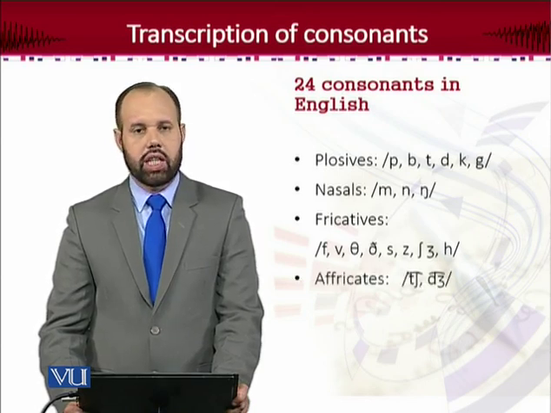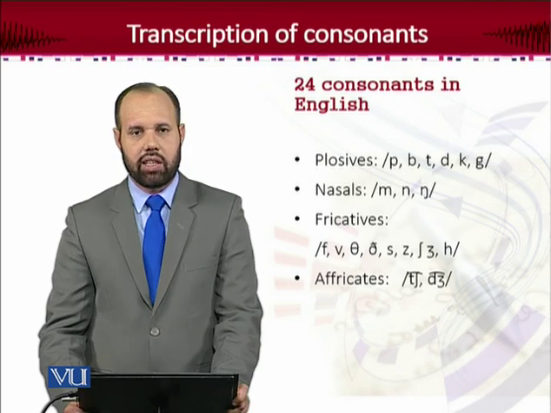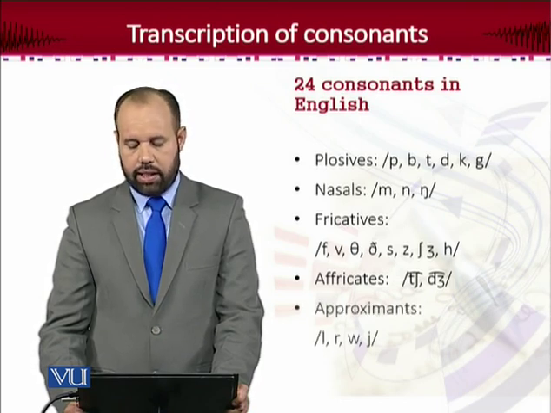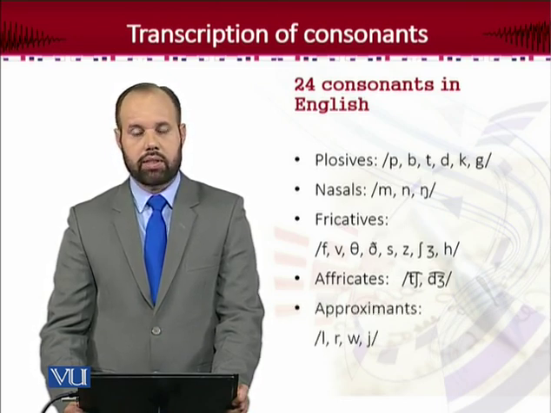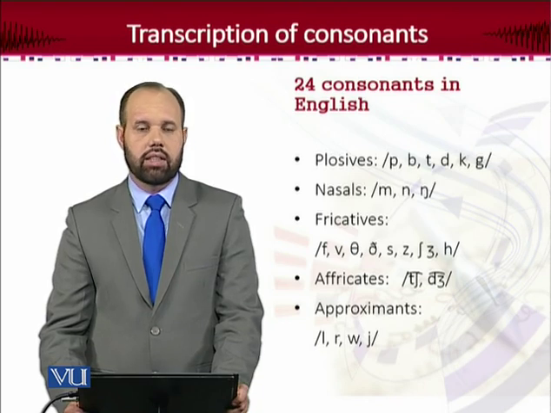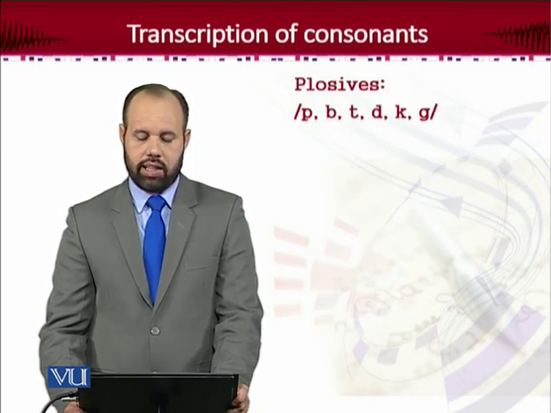Affricates: ch, j. In words like change, the first sound in change, ch, and then judge, the first sound in judge, right? The first and the last. So ch, j, and then we have 4 approximants: lateral approximant, l, then central approximant, r, and then 2 glides, w and y, right? So these are the English consonants.